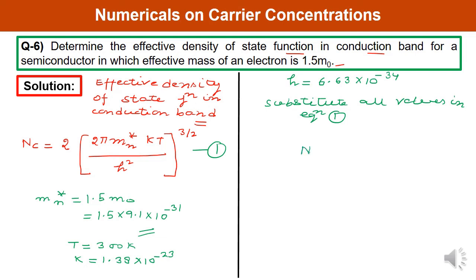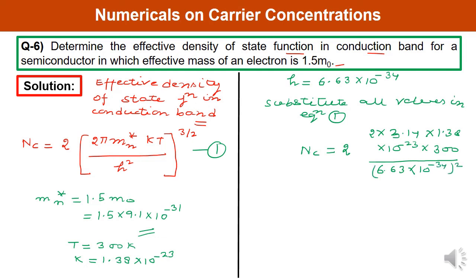You will get the value of Nc. This is 2 into 2 into 1.5 into 9.1 into 10 raised to the power minus 31, into 3.14, which is pi, into K, which is 1.38 into 10 raised to the power minus 23, T is 300. So this is the term for the numerator. Denominator is 6.63 into 10 raised to the power minus 34, squared, and you just have to simplify it. This would be your final answer.